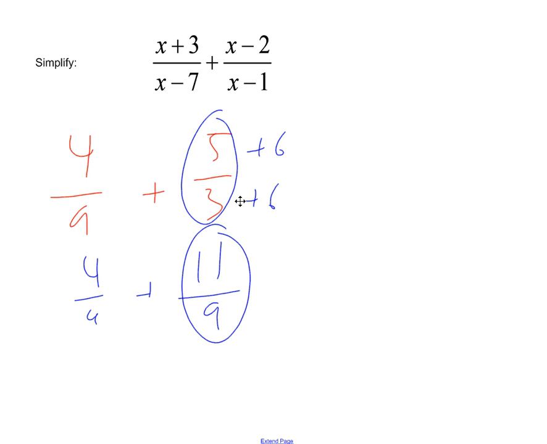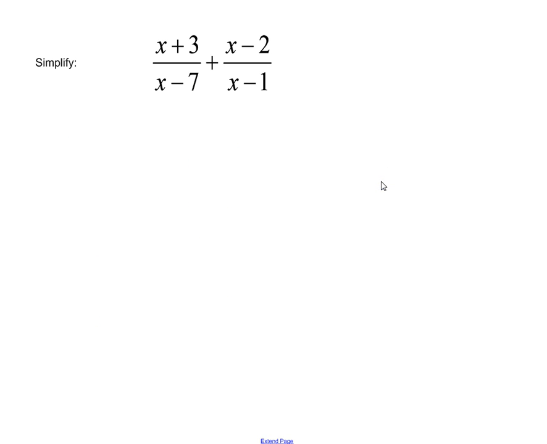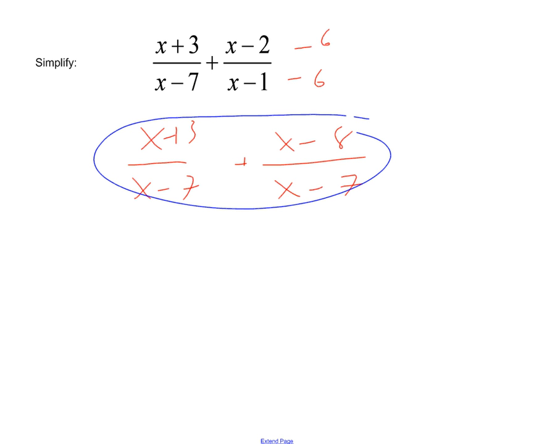A lot of students mistakenly see the expression above and think, well, I can subtract 6 from on top and on bottom in a similar fashion, giving me x plus 3 over x minus 7 plus x minus 8 over x minus 7. This does not work. When you're getting common denominators, you can't subtract from the top and the bottom. You have to multiply the numerator and the denominator.